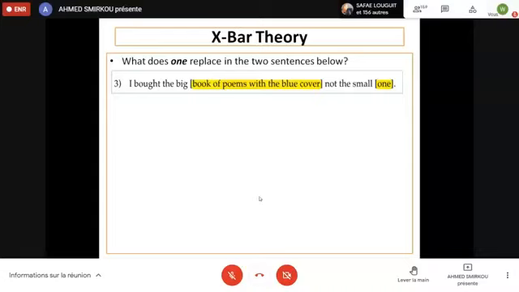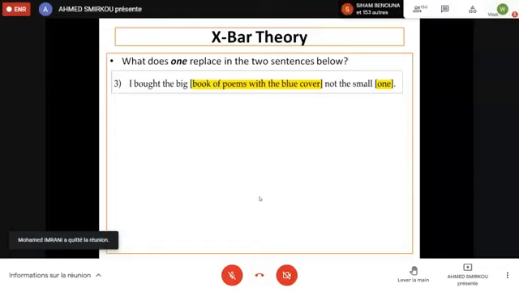Why? Because small excludes what? The small excludes the big. Yeah. The small excludes the big.